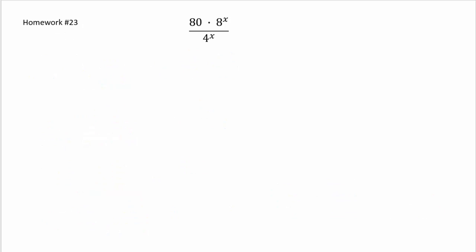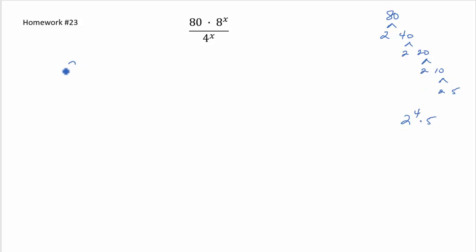Okay, so this one is number 23 from the homework. I thought I'd do it on here because you guys are probably going to be asking me how to do it. So let's see, how can we do this? Well, the first thing I would do is I would prime factor these guys. Okay, so let's prime factor 80. Well, that's 2 times 40, and then 2 times 20, and then 2 times 10, and then 2 times 5. So we have 2 to the 4th times 5.